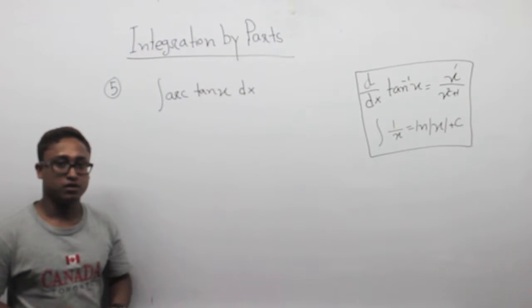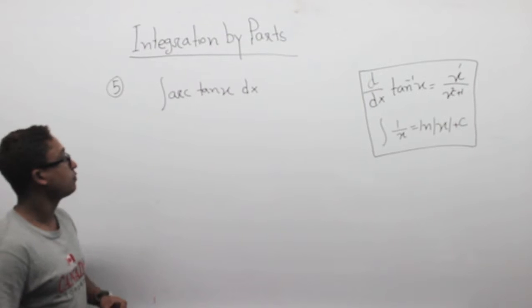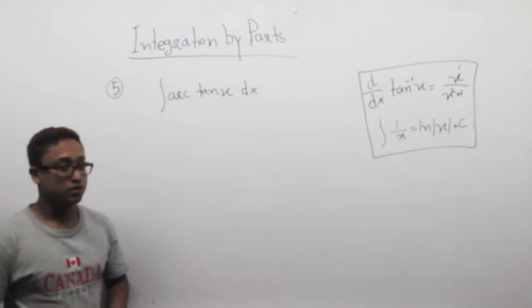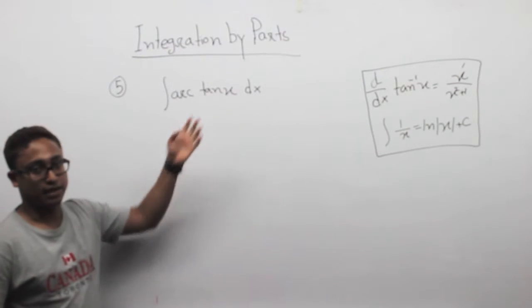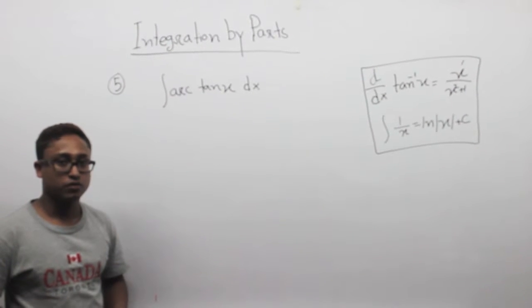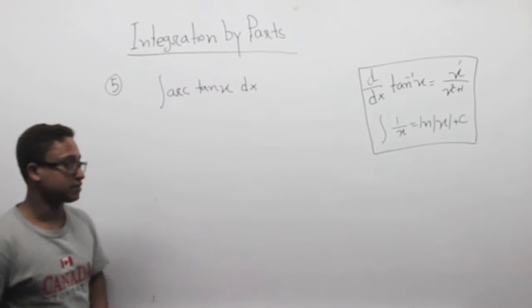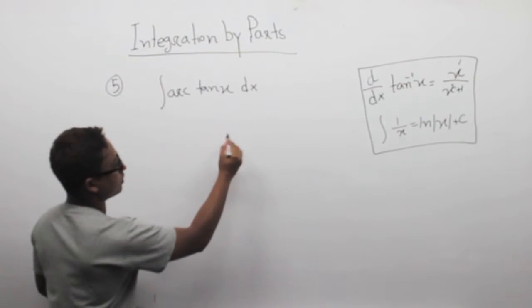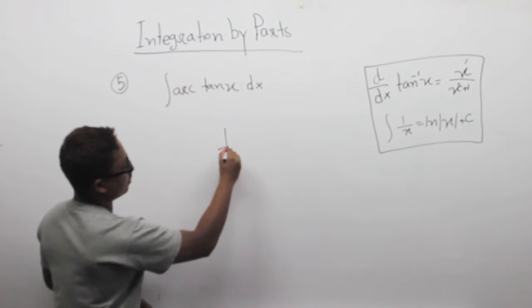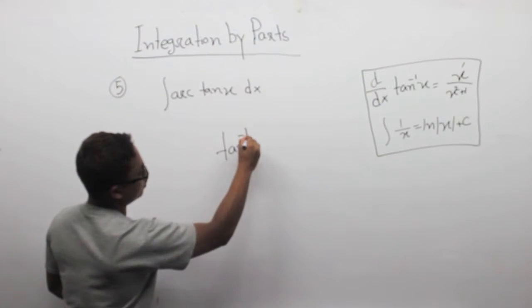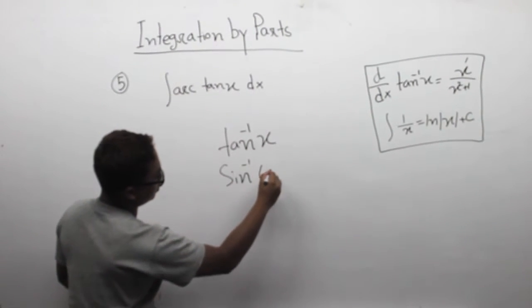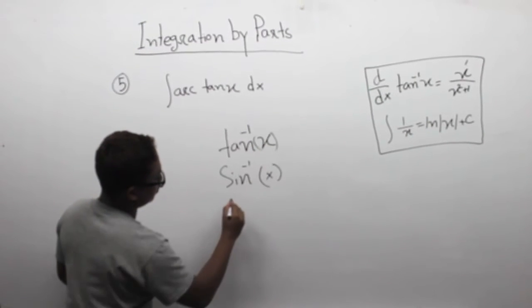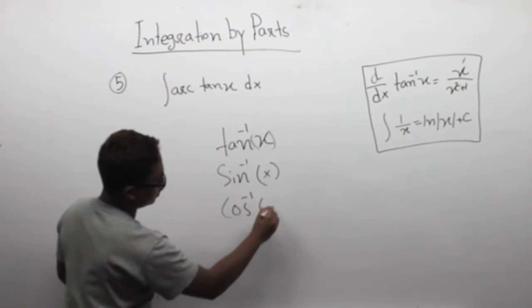Hello everyone. Now I'm going to be explaining the fifth problem of integration by parts. Here you can see the problem is the integration of arc tangent x dx. Most of the students get confused when they see arc tangent x. Actually, you are familiar with tan inverse x, sine inverse x, then cos inverse x.